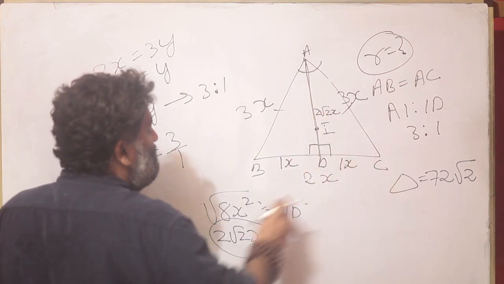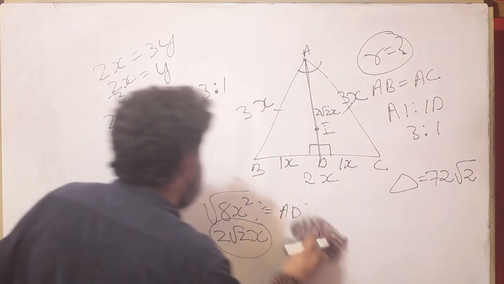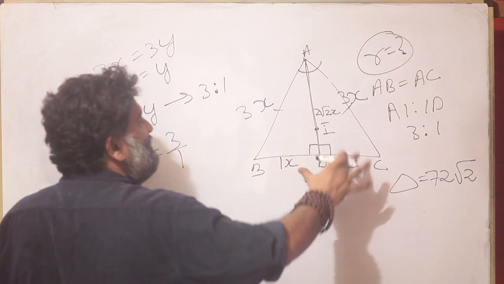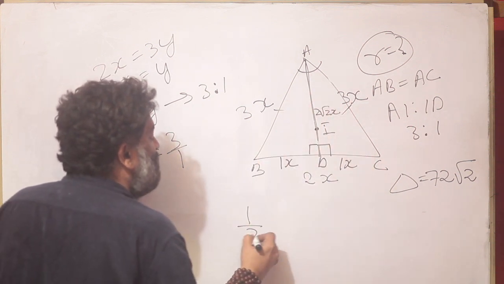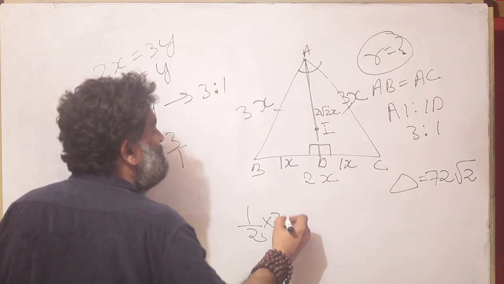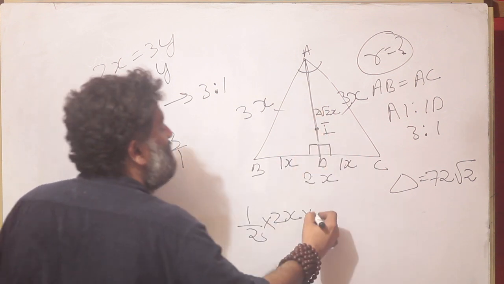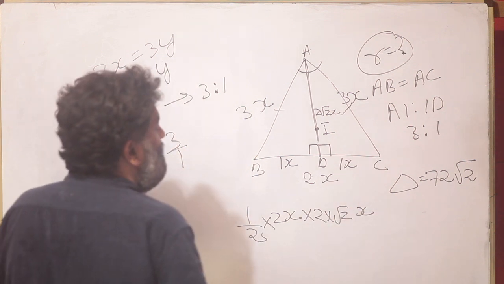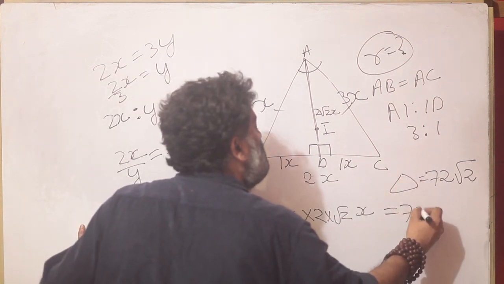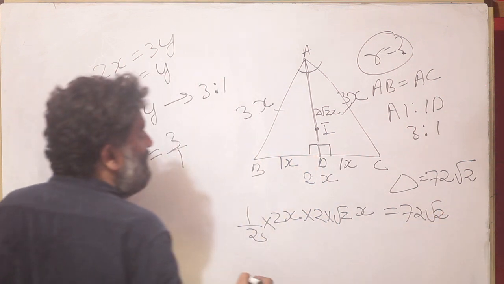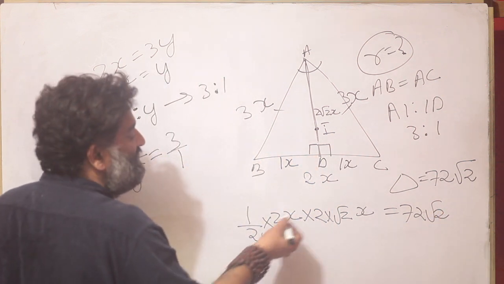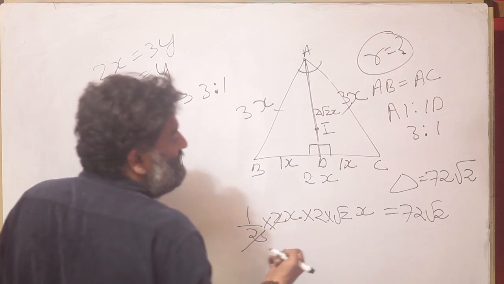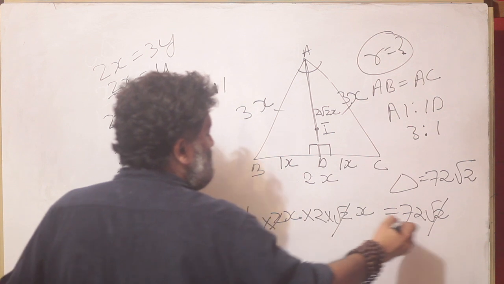So now if I think of the area of this triangle, I have the base as well as the height. Let me find that out. Half, what is the base? 2x. What is the height? 2 into root 2 of x. And this area is equal to 72 root 2. So start working this out. You will figure out the value of x. This 2 gets cancelled. This 2 gets cancelled. This root 2 gets cancelled.